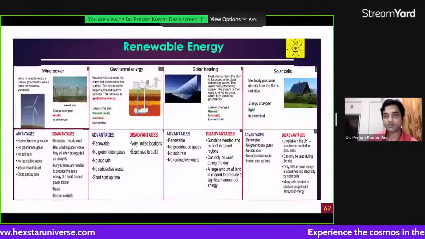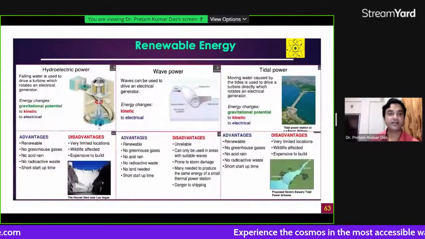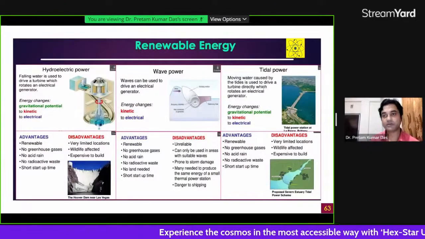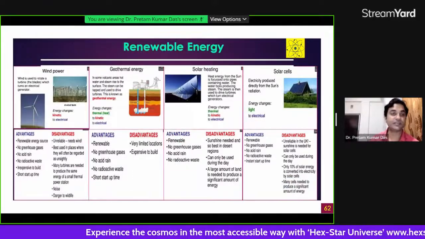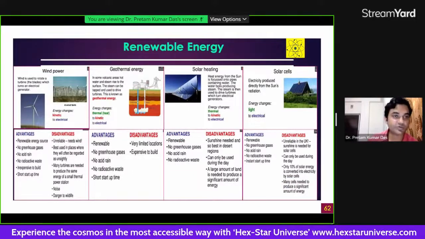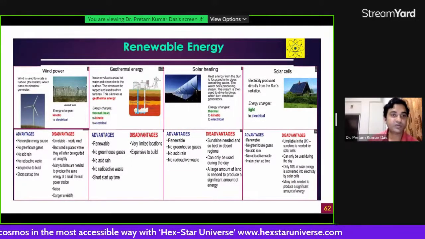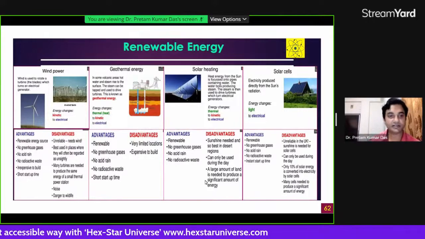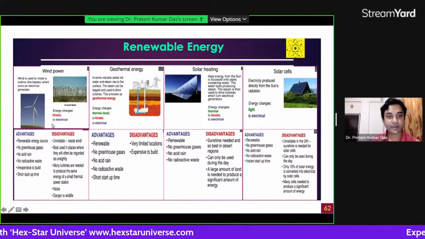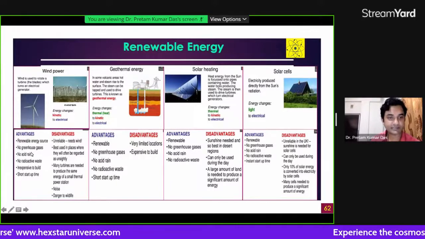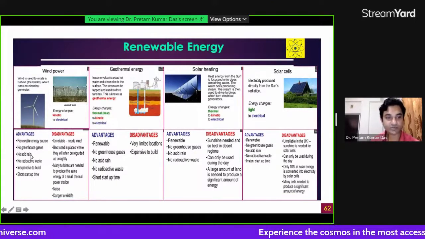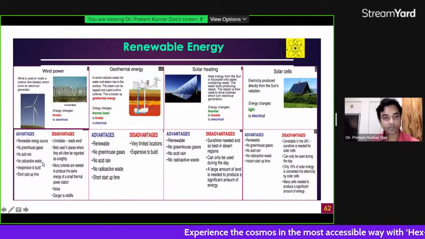Wind power, geothermal, solar cell, hydropower, wave power, tidal. If we see the wind power, it is used to rotate a turbine, which turns an electricity generator. And here the energy changes from kinetic to electrical. The advantage is these are renewable energy, no greenhouse gases, no acid rain, no radioactive waste.